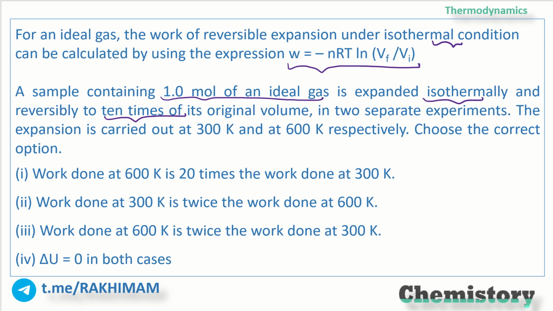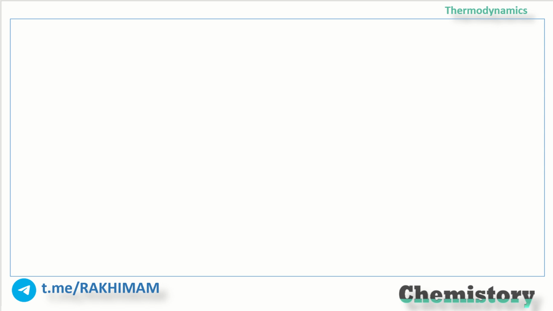So guys, over here we have been provided with the formula. So one sample, number of moles is 1 mole, and it is expanded isothermally and reversibly, whose formula for work done is given to us, to 10 times of its original volume. That means V final is equal to 10 times of V initial, isn't it? So guys, what we are supposed to do over here? The formula given is W is equal to minus nRT ln V final by V initial.